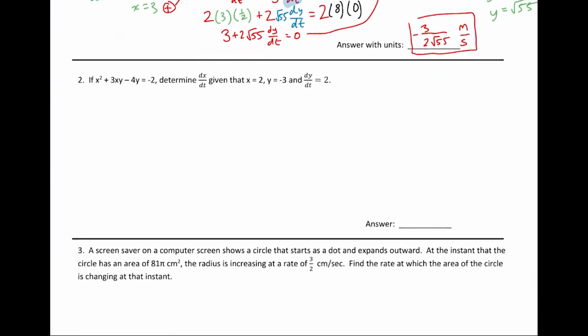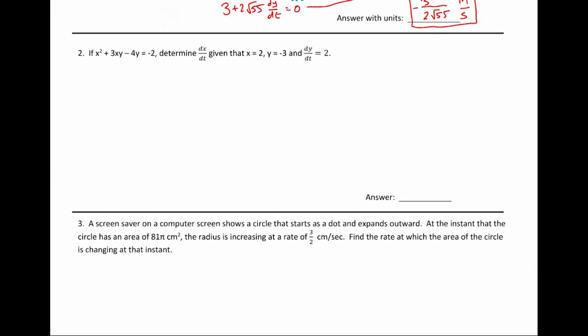Number 2 says if x squared plus 3xy minus 4y equals negative 2, determine dx dt. This is what we're trying to find, given that x equals 2, y equals negative 3, and dy dt equals 2. So first what we're going to do is differentiate both sides of the equation here with respect to t. So we're going to have d dt of that whole equation. And we'll do each one individually here.